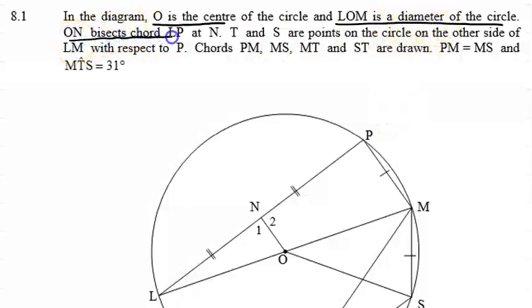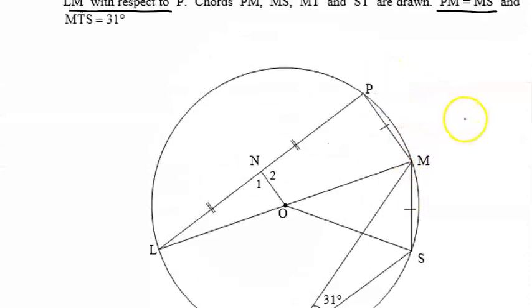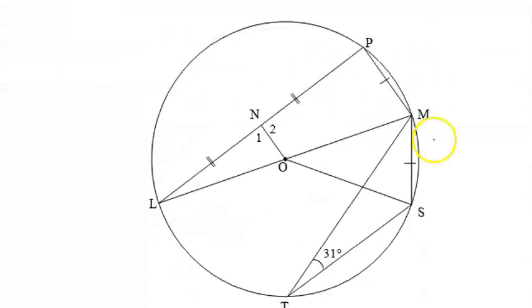ON bisects chord LP at N. T and S are points on the circle on the other side of LM with respect to P. Chords PM, MS, MT, and ST are drawn, and PM equals MS. So we're given here equal chords. Now remember, equal chords subtend equal angles at the circumference of our circle, and MTS equals 31 degrees. So let's have a look at this.